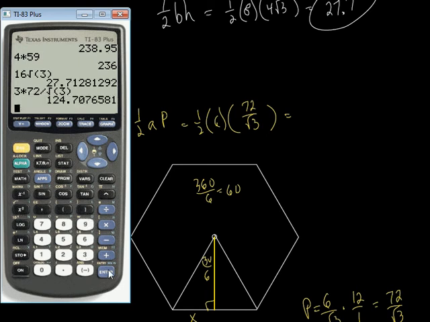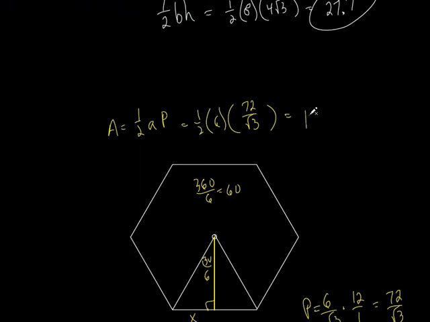I got 124.7. Is that the answer? Yes. Yeah, when you do it with tens, you get a different answer. Okay, I know. But we talked about that earlier, right? It could be slightly different. It could be slightly off, but it shouldn't be that far off.